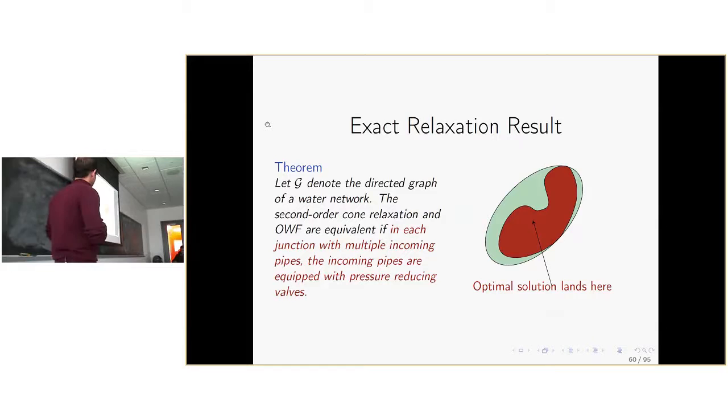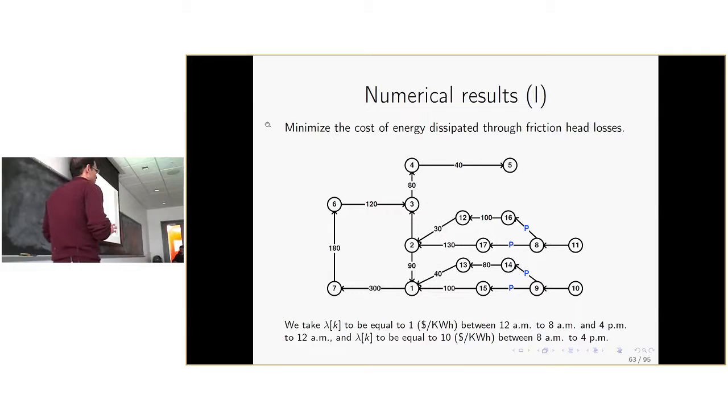I am going to skip these two slides. I'm going to just show you some results. Here I just picked this very small network. I'll tell you why later. So in this small network, we have two reservoirs here at node 11 and 10, and we have four pipes. We have tanks at node 12 and 13. And use a very simple pricing scheme.